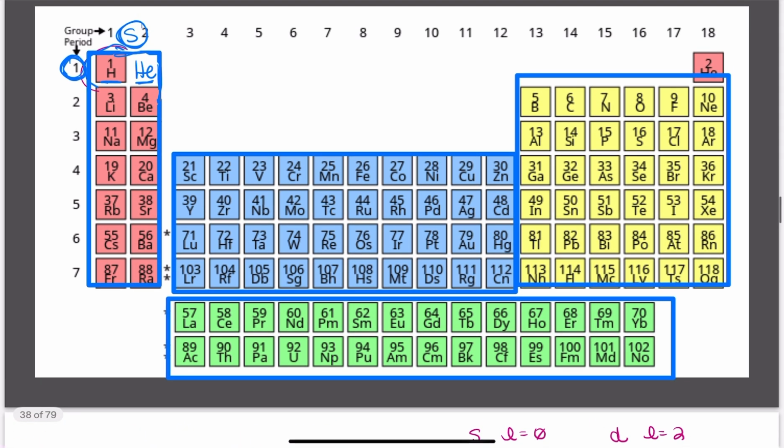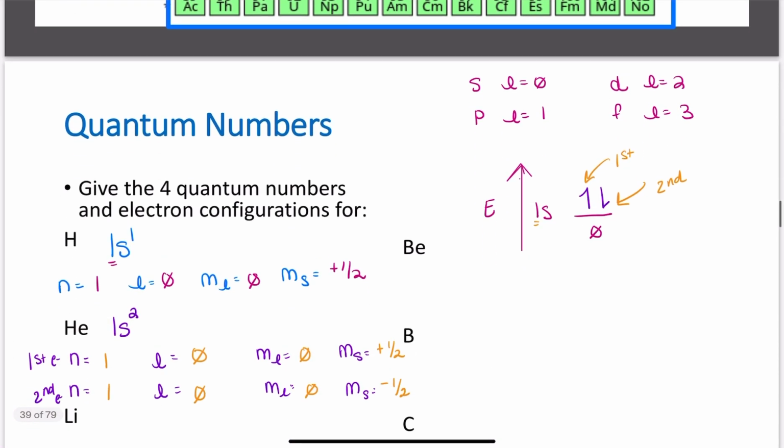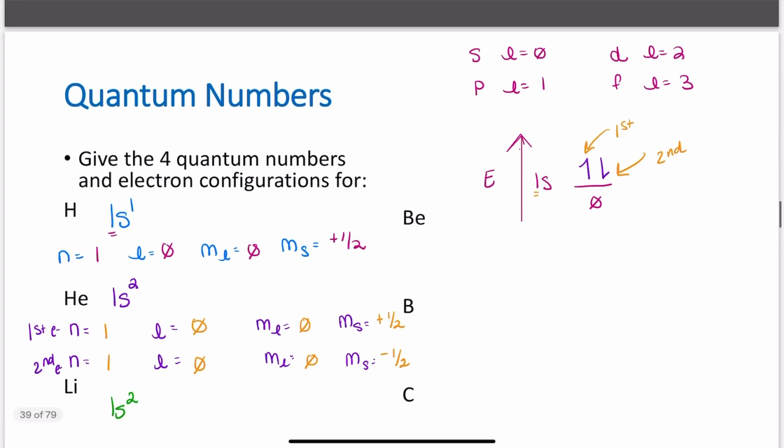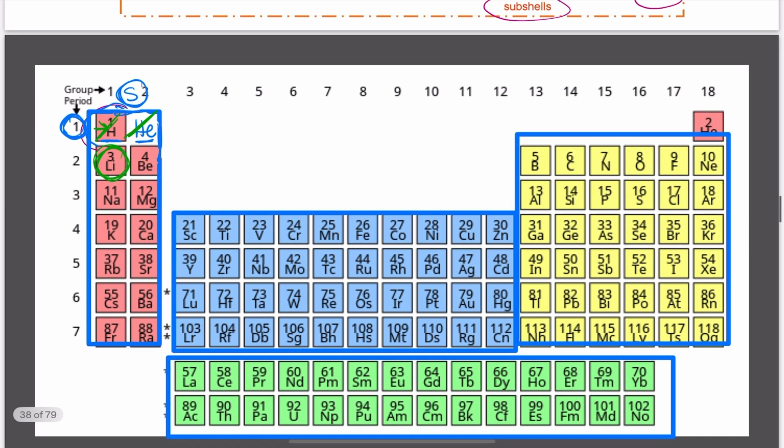Let's look at lithium. I see lithium here on my table. What I always do is start counting at the very top. I count 1, I'm in the 1s orbitals, and I've counted 1, 2 spaces, but I haven't reached lithium yet. I'm going to write that down before I forget: 1s2.